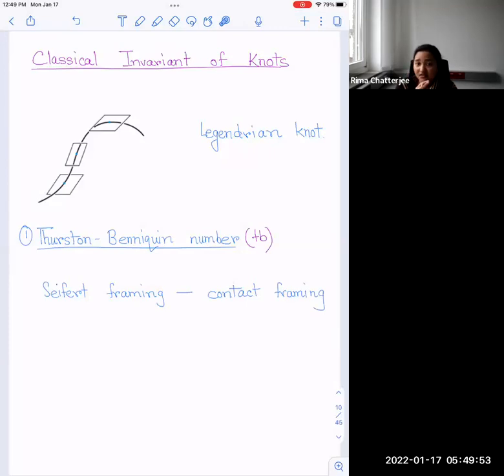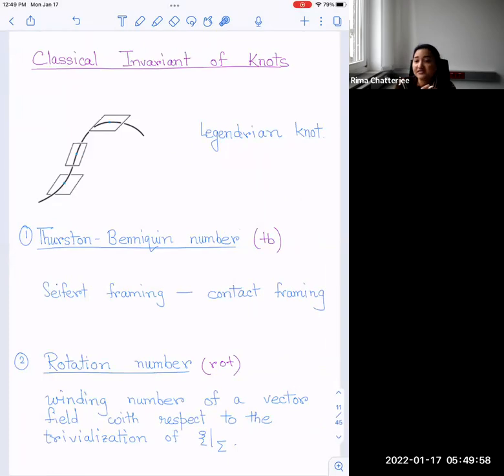There is a second classical invariant of a Legendrian knot, which is known as the rotation number, or in short, rot. This is the winding number of the tangent vector field with respect to a trivialization of the contact structure when you restrict it to the Seifert surface. So again, we need a Seifert surface to define the rotation number.